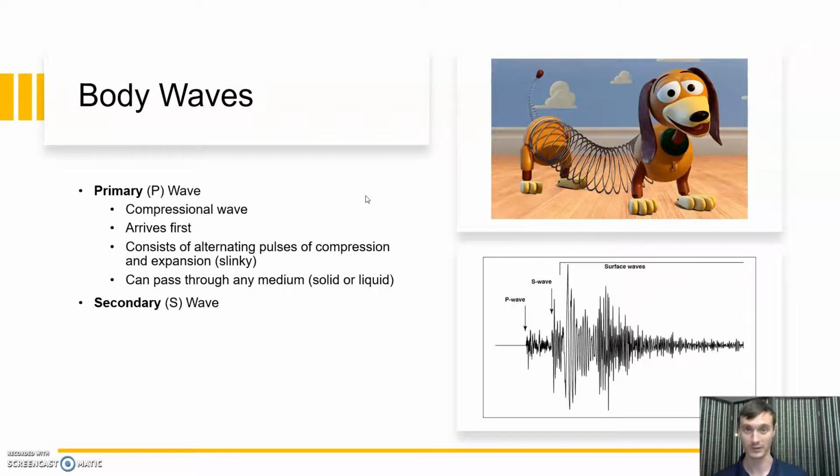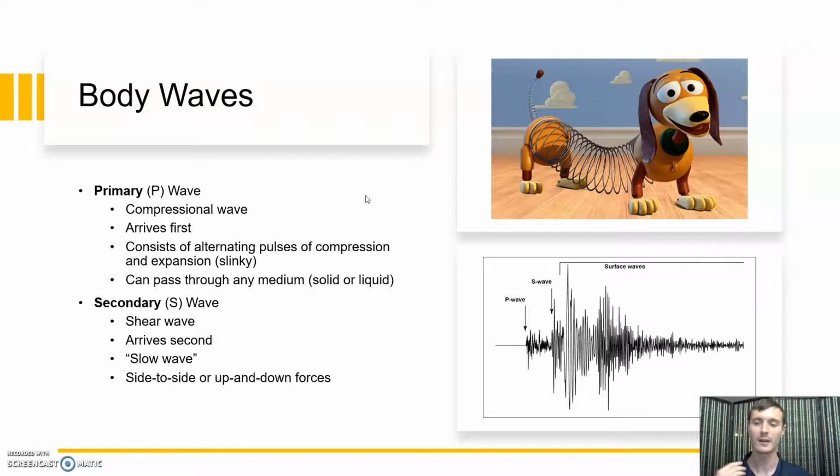Next are S waves. These are shear waves. They arrive a little bit slower: S, secondary, the slower waves to arrive. These are what you usually think of when you think of a wave, like waves in the ocean, side to side, up and down forces. You might imagine taking a rug and shaking it, and you have that wave traveling up and down as it goes forward. That is like a shear wave.